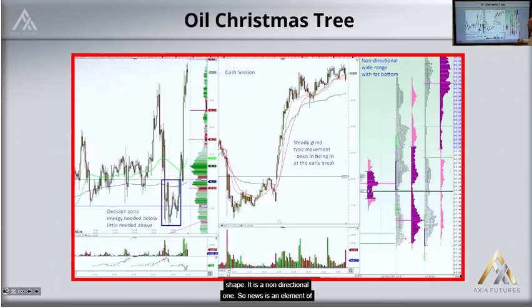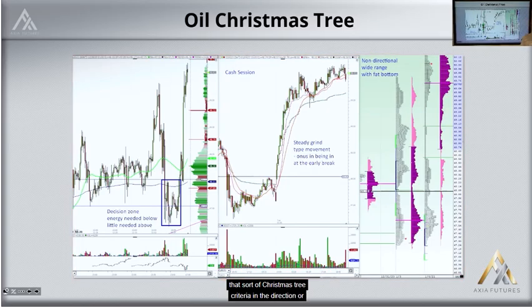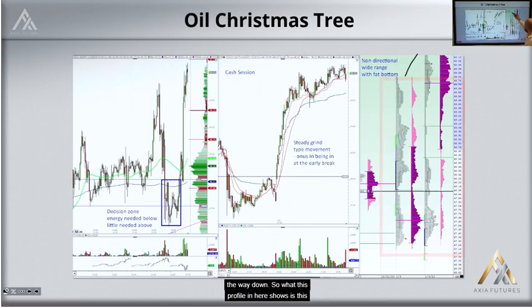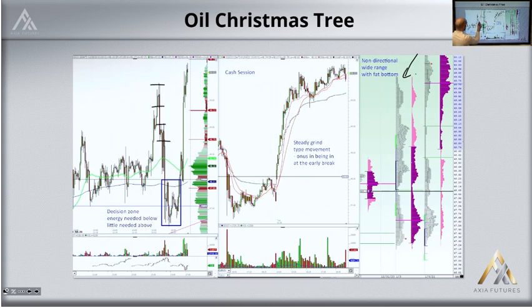It is a non-directional one, so loses an element of that sort of Christmas tree criteria in the directional movement, but it does nonetheless have the shape to it, which implies that there have been pockets of action on the way down. So what this profile in here shows is this move here, which has come from essentially a market that trades up and then trades back towards the downside. So you've got these little pockets of action, your failure towards the upside, another pocket of action here and there, and this is then running into the end of the day and into the next day. That's where you're getting this Christmas tree shape from.